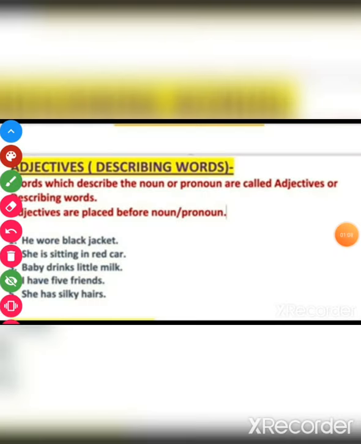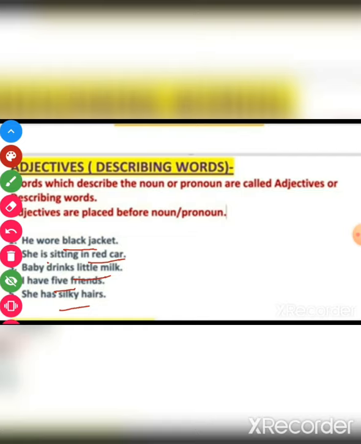Some examples are given here. He wore a black jacket. She is sitting in a red car. Baby drinks little milk. I have 5 friends. She has silky hair. As I describe here, black shows the color of the jacket.